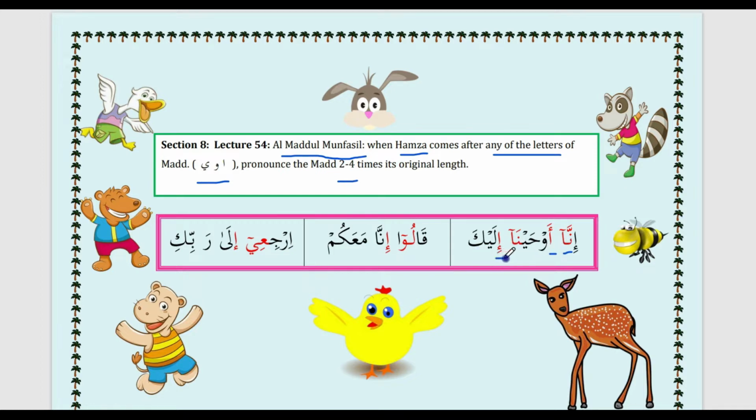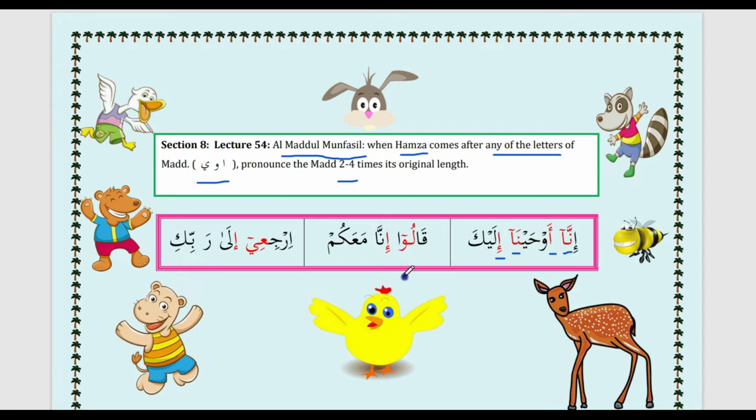Here's the same example. We have Hamza or Alif coming after Alif, which is a letter of Mad. We pronounce the Mad sound 2 to 4 times its original length. So we can say inna awhayna ilayk, or we can say inna awhayna ilayk. Okay? So let's see when Hamza comes after Waw.